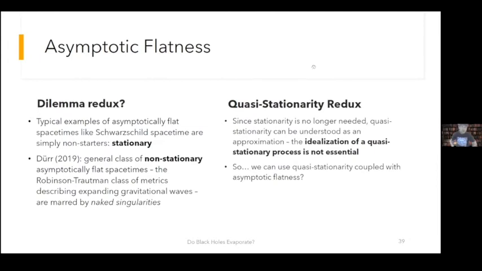So typically, asymptotically flat spacetimes are stationary, but for the non-stationary ones, it seems, if Dewar is right, the Robinson-Trautman class of metrics are the general class of non-stationary asymptotically flat spacetimes. They are marked by naked singularities, and that might be a problem that we want to deal with, or it might be fine as well if you think that naked singularities are fine. But that's just a prima facie problem that we have. But you can still use quasi-stationarity here, coupled with stationarity instead, so that we avoid this problem. So maybe this is not the problem here.